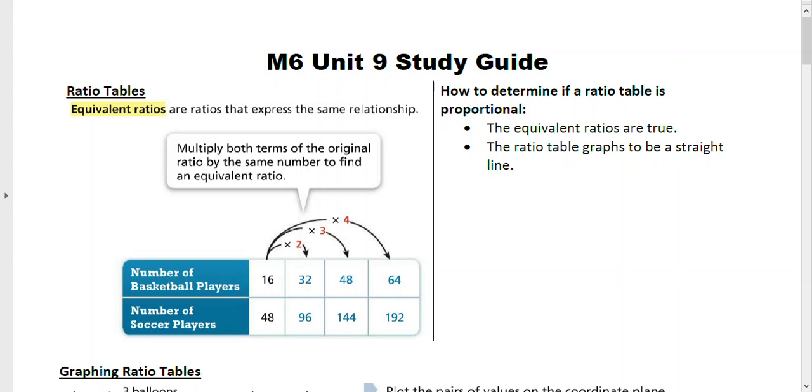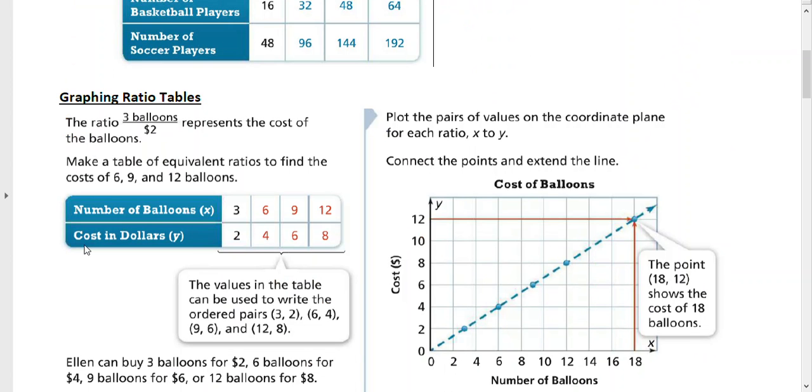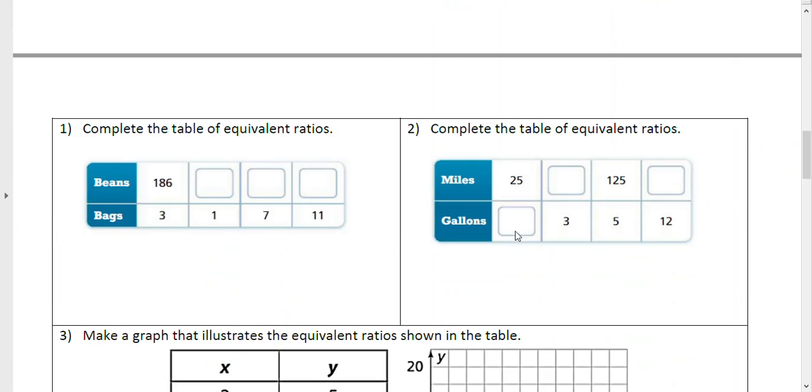In this video, I'm going to review the Unit 9 study guide for ratio tables and graphing ratio tables. So here are just the review sections. There's how to find an equivalent ratio, how to determine if a ratio table is proportional, and then here is some little tutorial on how to graph a ratio table. So starting with problems number 1 and number 2, you had to fill in those ratio tables.